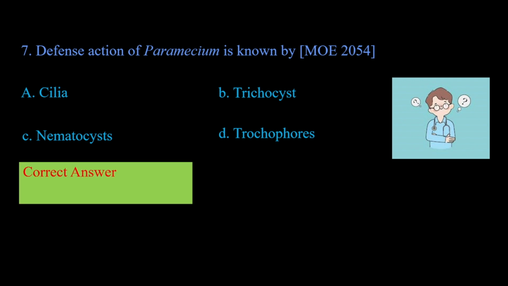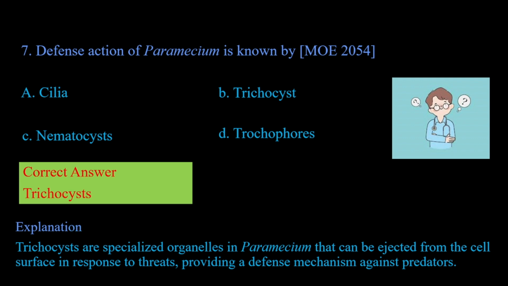The correct answer is option B. Trichocyst. Trichocysts are specialized organelles in Paramecium that can be ejected from the cell surface in response to threats, providing a defense mechanism against predators.